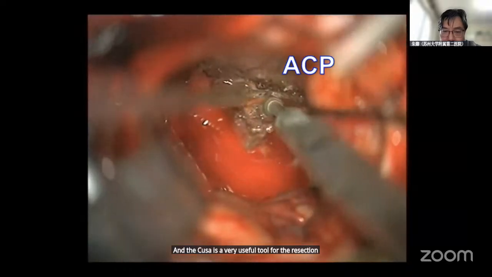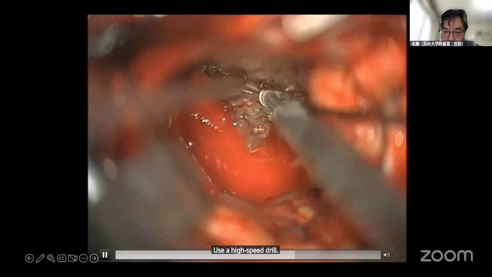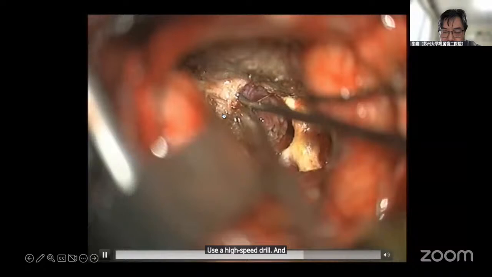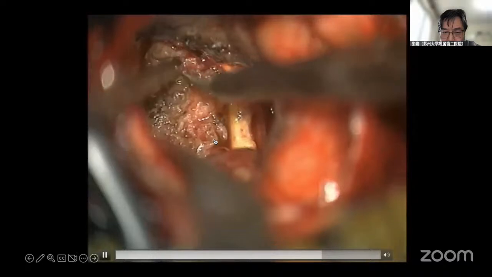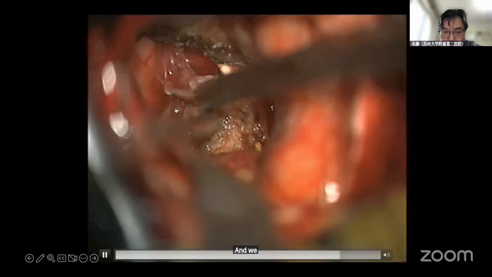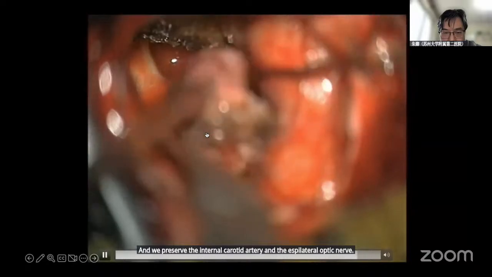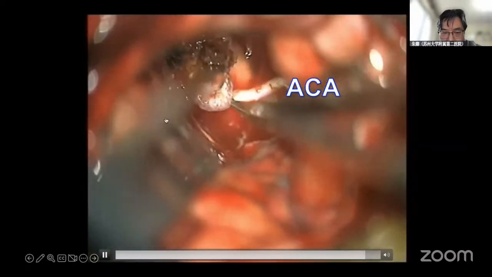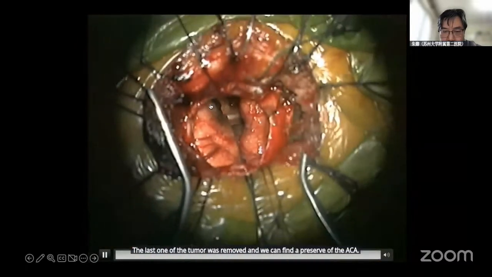After that, we remove the ACP, using a high-speed drill, and resect the tumor in the axilla region. And we preserve the internal carotid artery and the ipsilateral optic nerve. The last of the tumor was removed, and we can see the preserved ACA. This is the final view after the removal of the tumor, and this is the keyhole craniotomy.